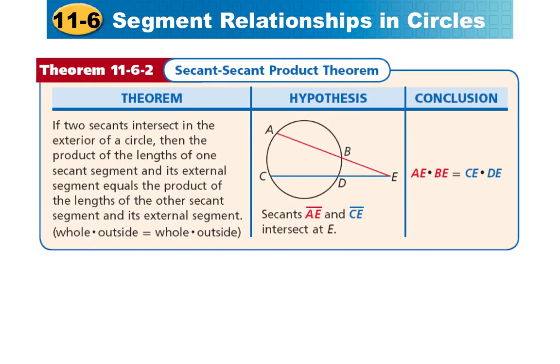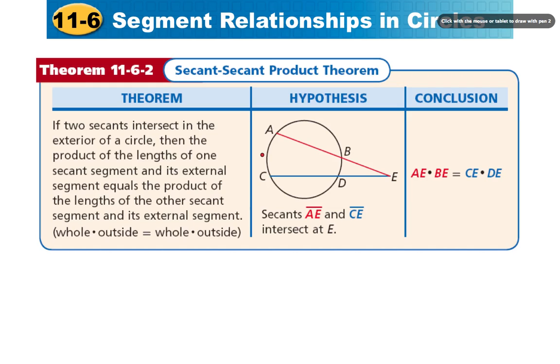Theorem 11.6.2, the title is secant product theorem. Let me read it for you. It says if two secants intersect in the exterior of a circle, so these are your secants, AE and CE, then, this is the conclusion, the product of the lengths of one secant segment and its external segment equals the product of the lengths of the other secant segment and its external segment.